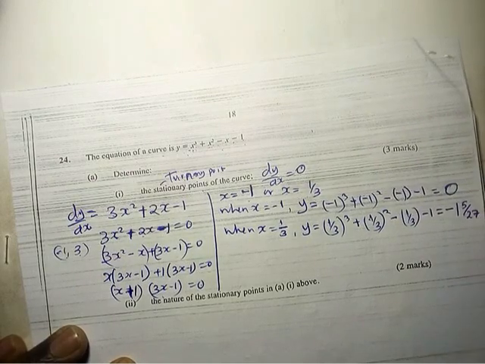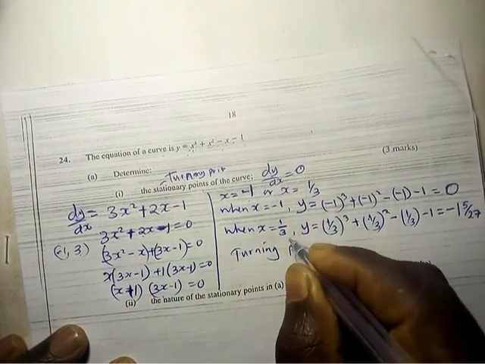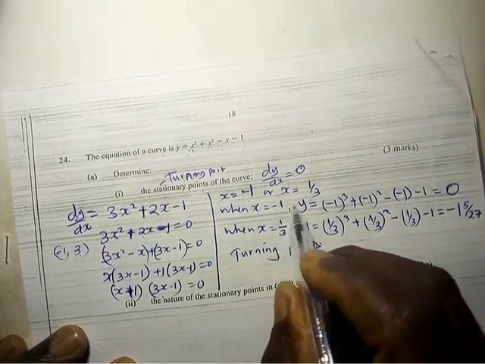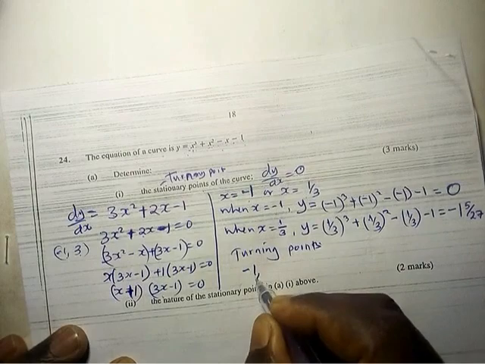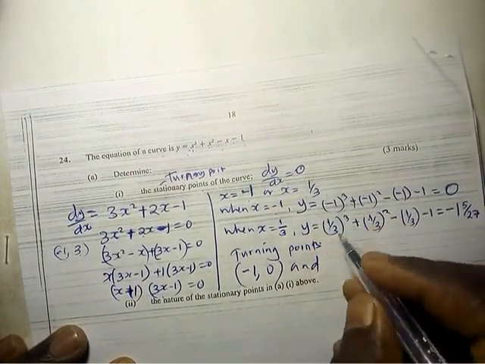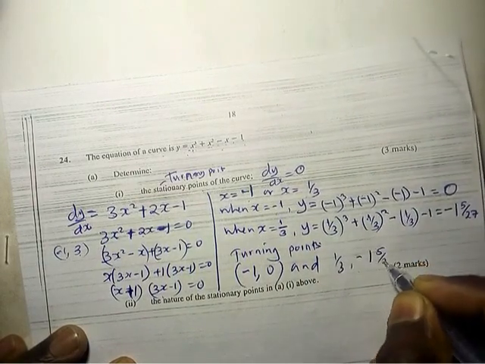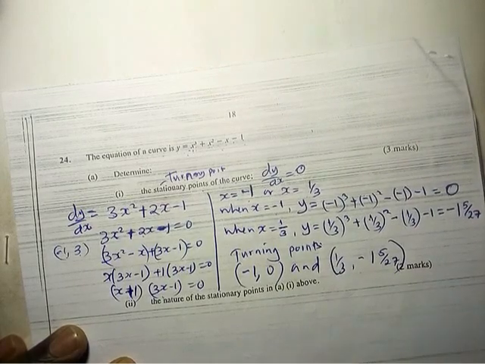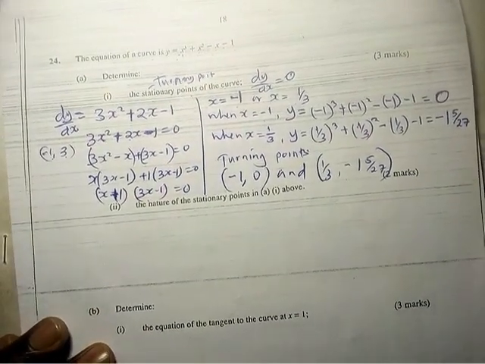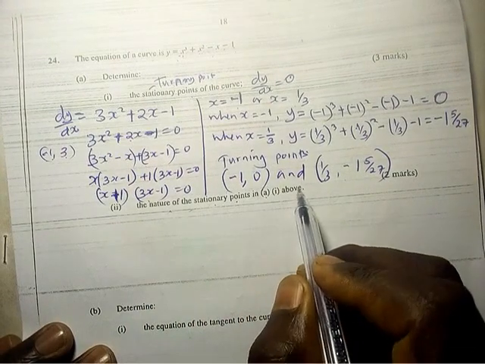-1 5/27. So the turning points or the stationary points will be x = -1, y = 0, and x = a third, y = -1 5/27, and those are the turning points. The nature of the stationary points in A above, the nature.